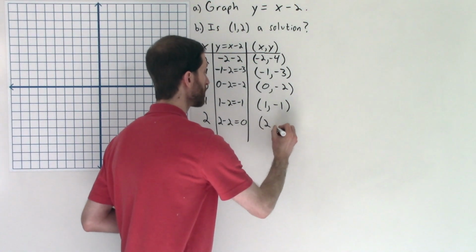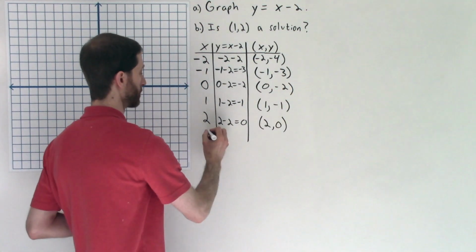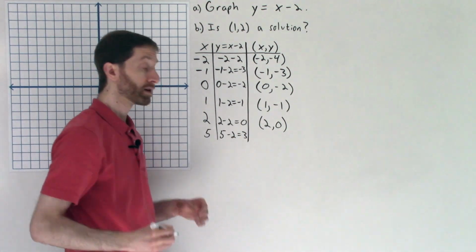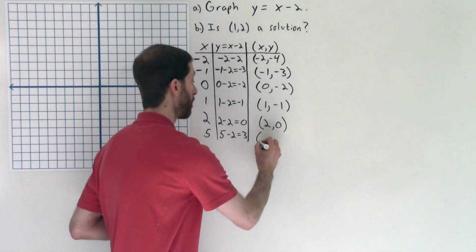And if you wanted to, you could plug in other values. I'll pick one more just for fun. We'll go out to 5. 5 minus 2 is equal to 3. So that's the x value is 5 when the y value is 3.